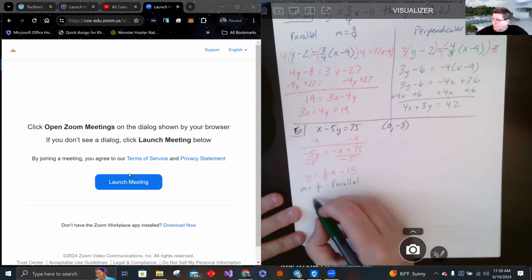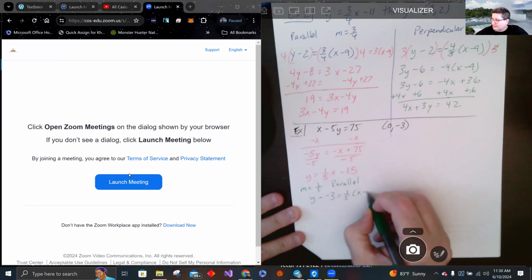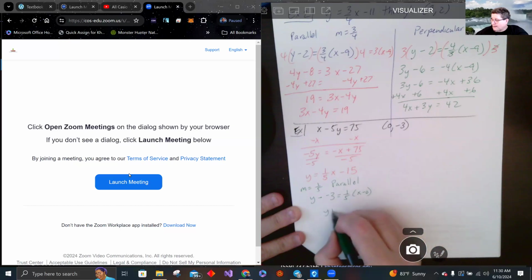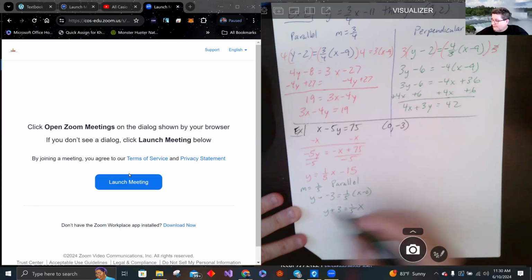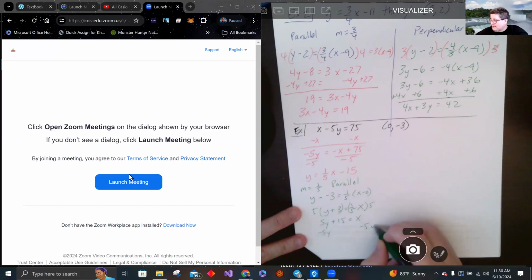So I have y minus negative 3 equals 1/5 times x minus 0, so y plus 3 equals 1/5 x. I clear the fractions by multiplying both sides by 5. 5y plus 15 equals x. And if I subtract 5y, I get 15 equals x minus 5y. Or I put them in the other order and I have x minus 5y equals 15.